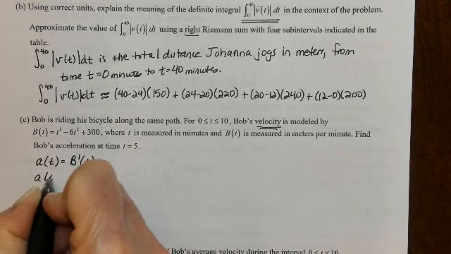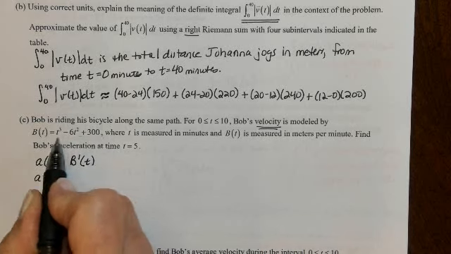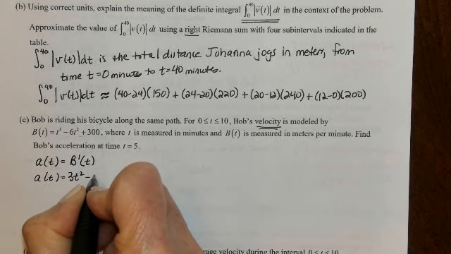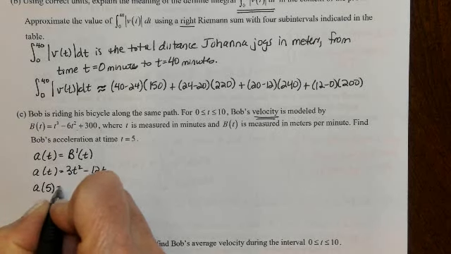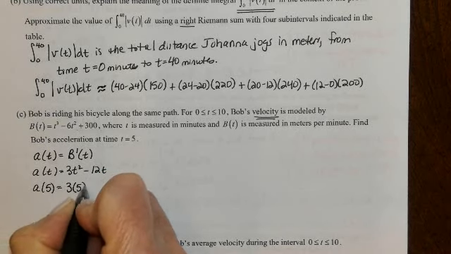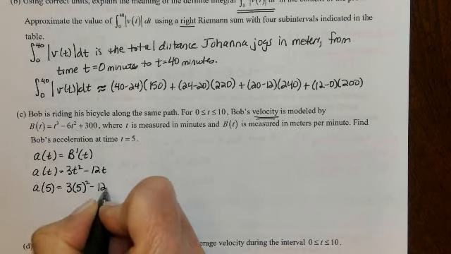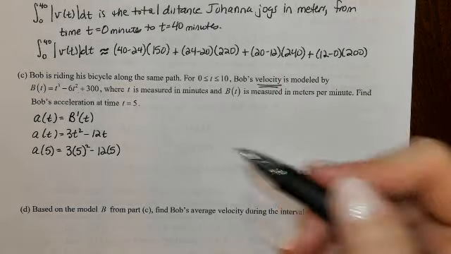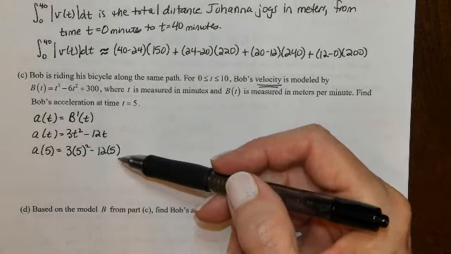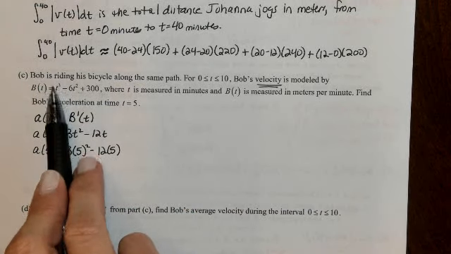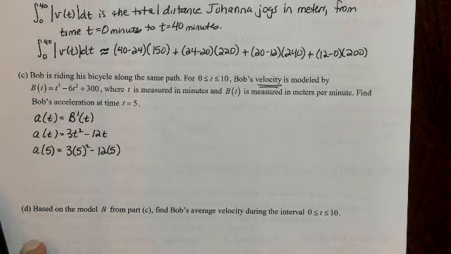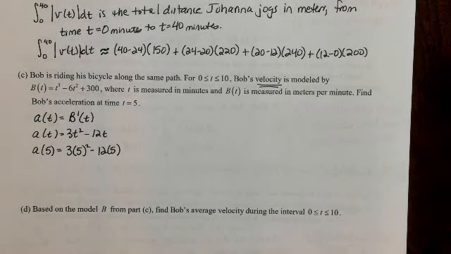So A of t will be the derivative of b here, which is 3t squared minus 12t plus 0. The derivative of 300 is 0. And now we just have to plug in 5. Okay. This was a no calculator problem. So if I did have a calculator, I probably just would have stuck this in my calculator and did the derivative of this at time 5. And I could have done it all at once there.